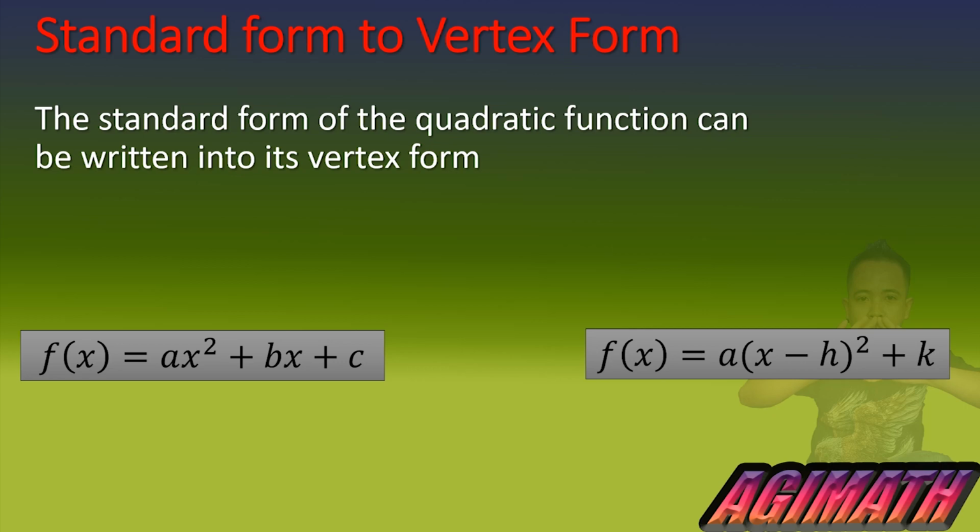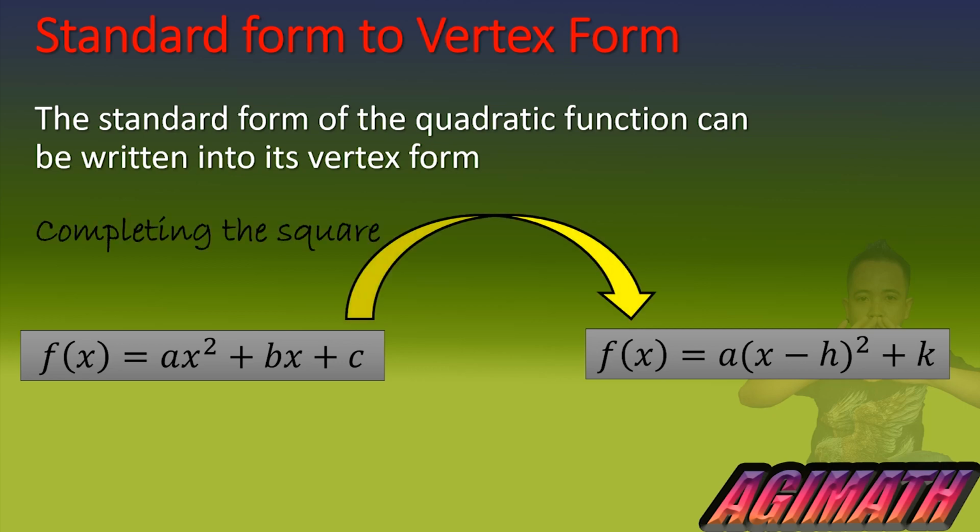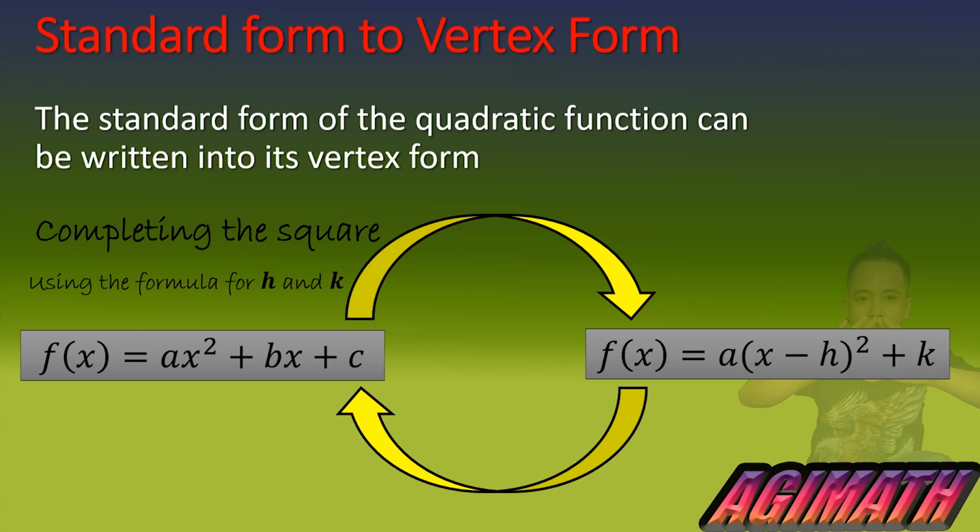So in transforming from standard to the vertex form, we can use the method completing the square. So this is one of the methods when we solve quadratic equation, and then another way is using the formula for h and k or the vertex formula, and I prefer the second one. But in this tutorial video, I'm going to show to you the two methods on how we are going to transform standard to vertex form, and then vice versa.